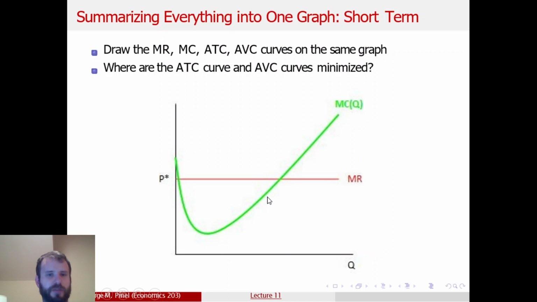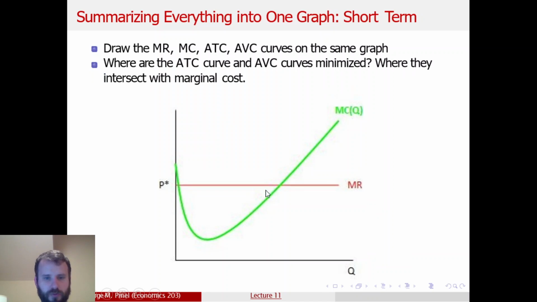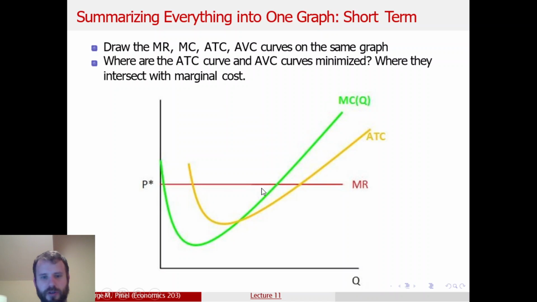Okay, and then the same thing with average variable cost, because average total cost is just the constant fixed cost plus your average variable cost. So they're both behaving in the same exact way. Okay, so the average total cost and average variable cost are minimized at the point where they intersect with marginal cost. Boom. Oh, JK.